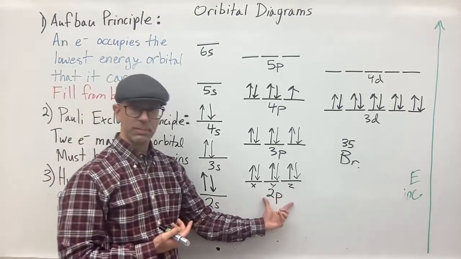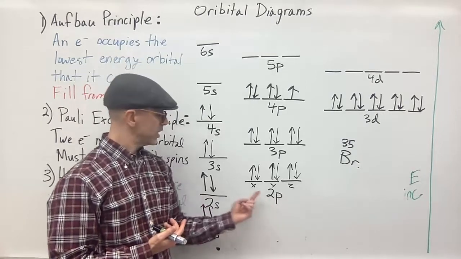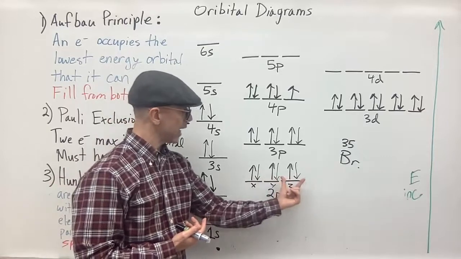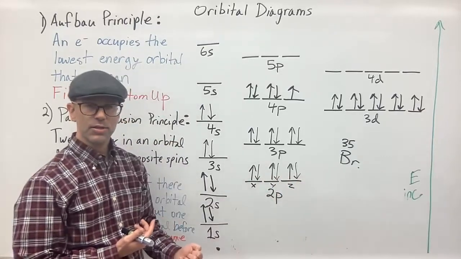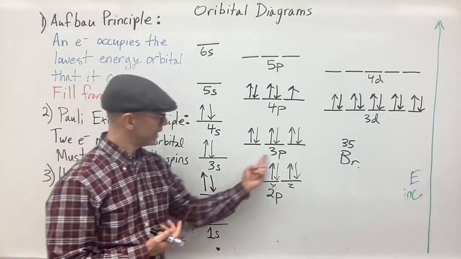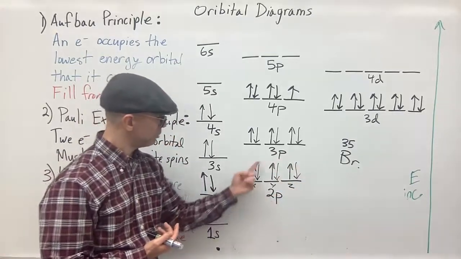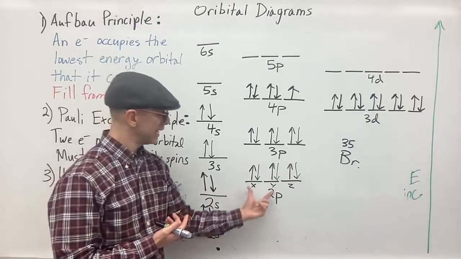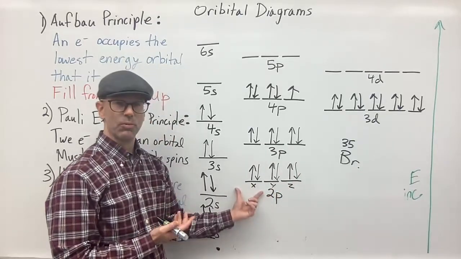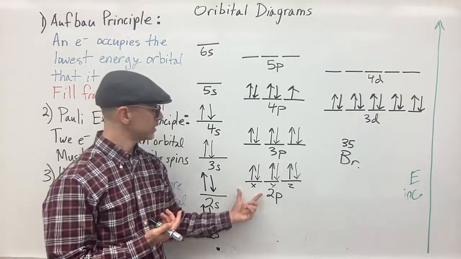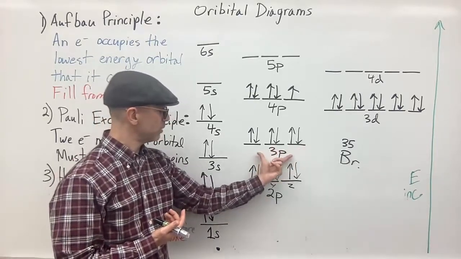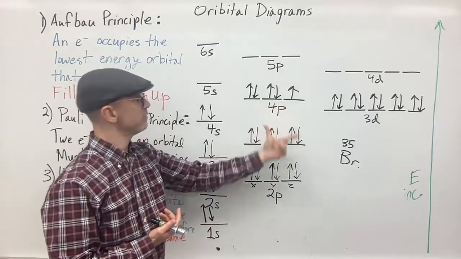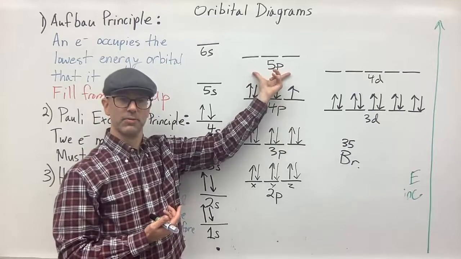But this sublevel, the p sublevel here, has three p orbitals. Each orbital can hold a maximum of two electrons. So that means that the p sublevel holds a maximum of 6 because there's three orbitals in the sublevel, and each orbital holds two electrons. And it's the same for all of these p sublevels. This one can hold a maximum of 6. This one can hold a maximum of 6. This one can hold a maximum of 6.